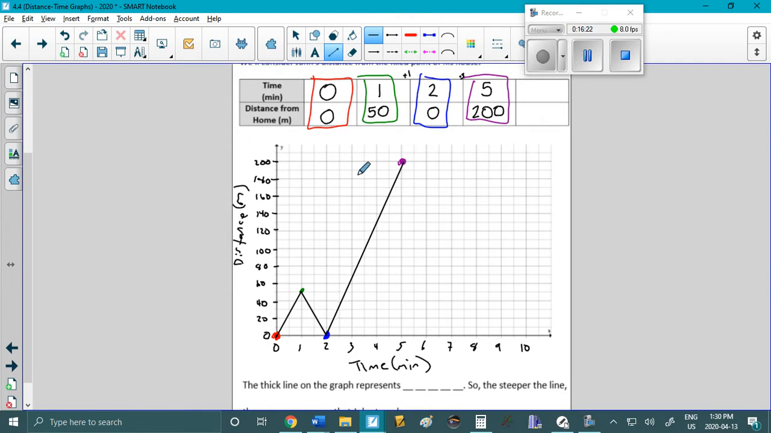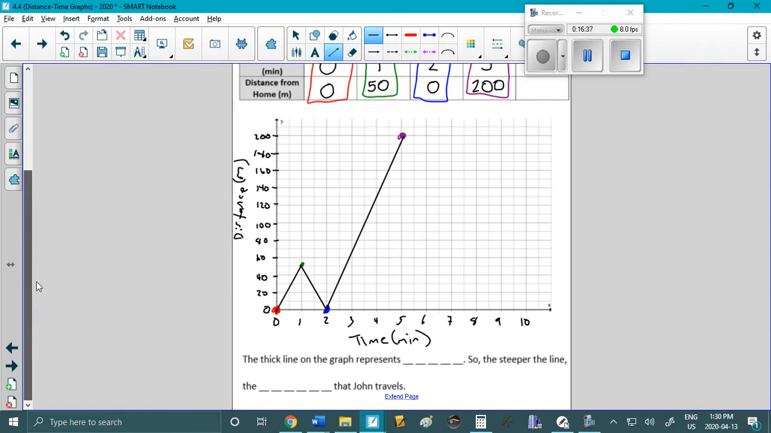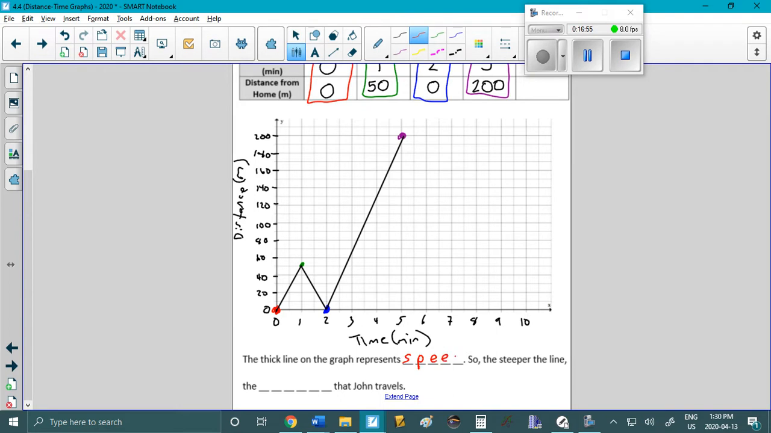So here's the graph of this guy. I maybe should have spaced it out more, so I used more of the graph, maybe gone up 1, 2, 3, 4, 5, but this is fine. So here's our graph. It's done. So now it says here, the thick line on the graph represents blank, so the steeper line, the steeper the line, the blank that John travels. So the thick line represents, let's fill this in, something new for today. That's going to represent the speed that this guy's traveling.